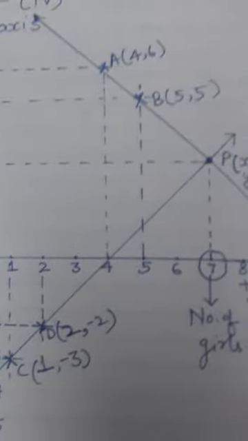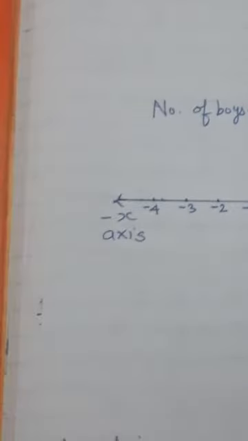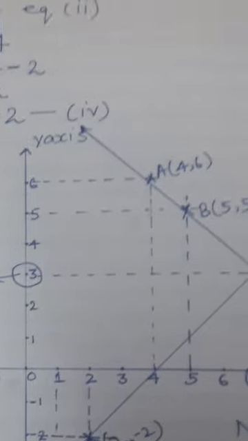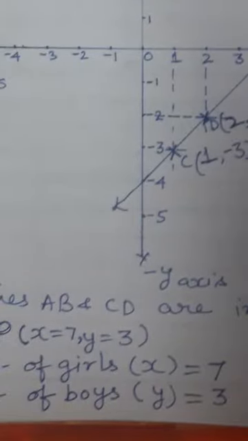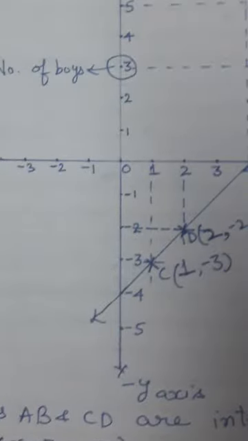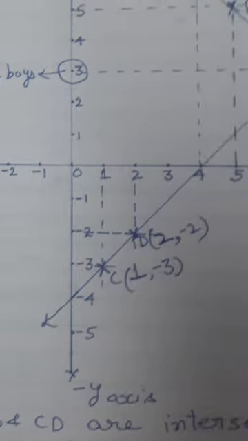See how to plot it. This is our positive x-axis. This one is the negative x-axis. This one is the positive y-axis. This one is the negative y-axis. This 0 is the origin. So on the positive x-axis we have got 4. 1, 2, 3, 4. This 4 point we have got.